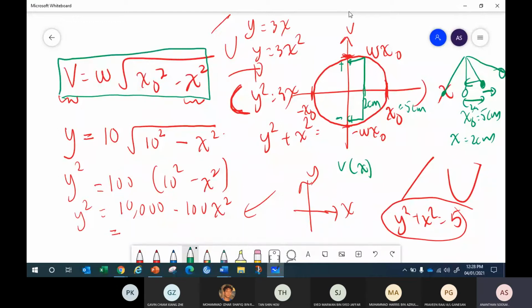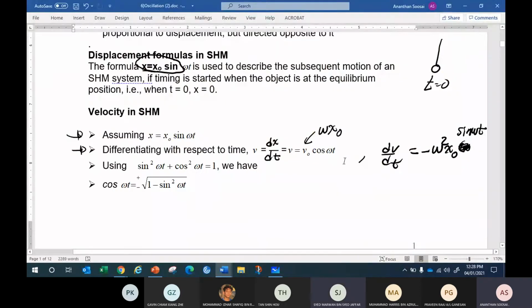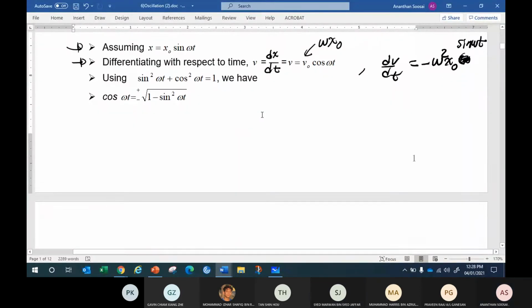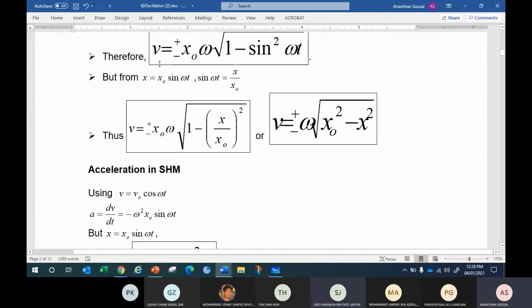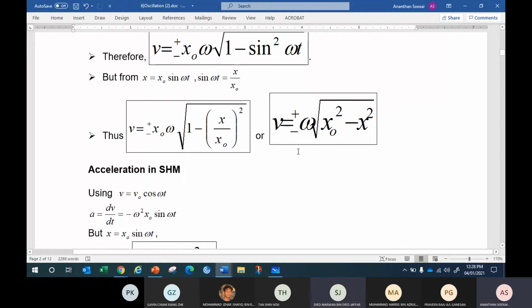A new formula into your collection. Okay. So go back to these notes. So you get the velocity formula. V equals omega x naught plus minus root of, sorry, this is the final formula. Remember this is the final form. Okay. So V equals plus minus omega root of x naught squared minus x squared. Okay, the velocity at given displacement, Vx.